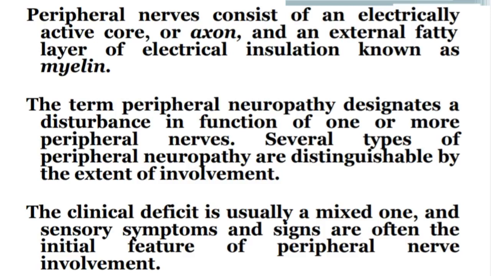The term peripheral neuropathy designates a disturbance in function of one or more peripheral nerves. Several types of peripheral neuropathies are distinguishable by the extent of involvement. The clinical deficit is usually a mixed one, and sensory symptoms and signs are often the initial feature of peripheral nerve involvement.